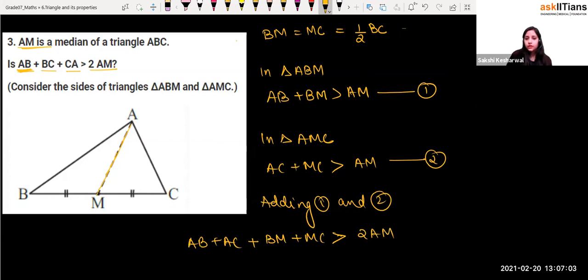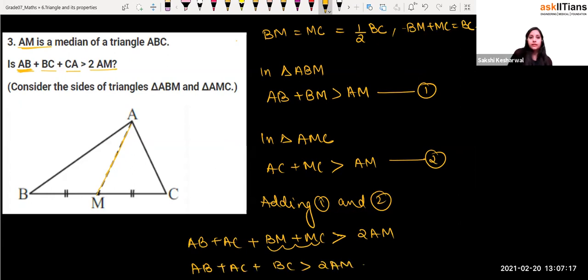Yes. Now you see that BM plus MC is equal to what, beta? BC, or not? Yes. So can I write this as AB plus AC plus BC is greater than 2 times AM? Yes, it's true. Hence we say that it's proved, hence proved. HP means hence proved, or yes, it's true. This is how we have to do the proving.